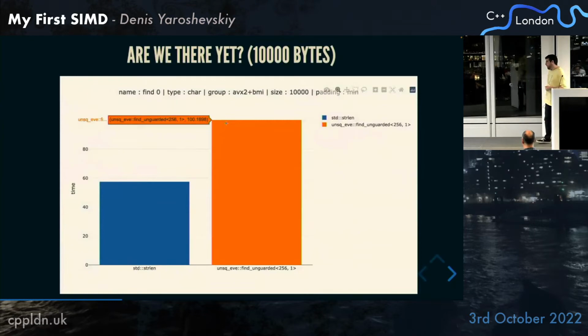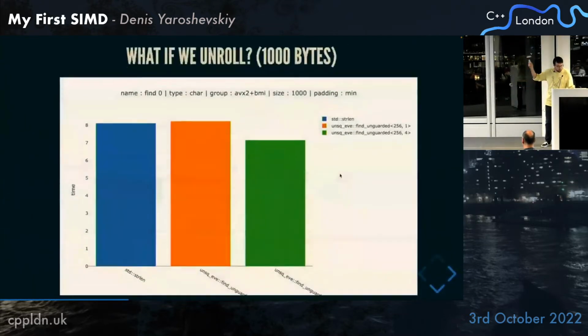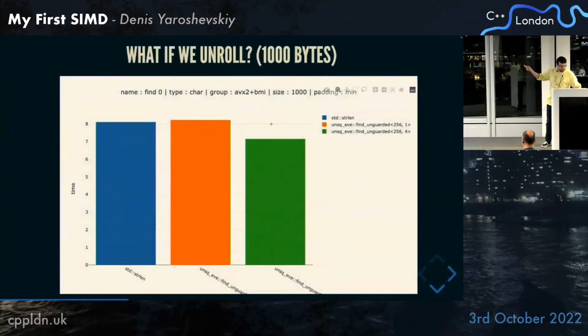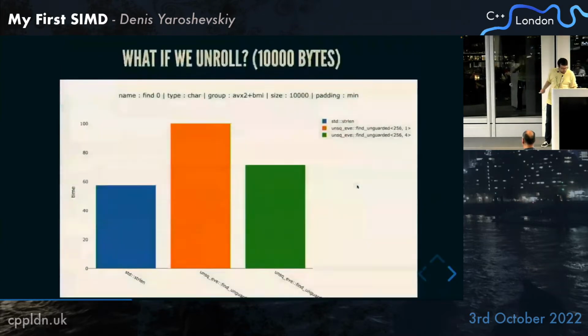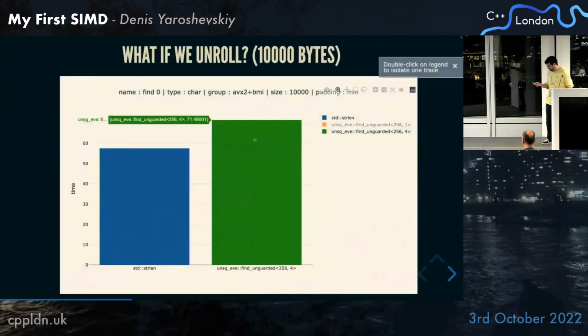Okay, why is that? Well, the thing is that we are underutilizing our CPU, right? We have multiple instructions we can execute in parallel. So let's unroll, right? If we unroll, 40 bytes doesn't change, and 1,000 bytes becomes faster than standard strlen. If you go to small sizes, it'll be a little faster than standard strlen. And on 10,000 bytes, this is slower than the standard strlen.